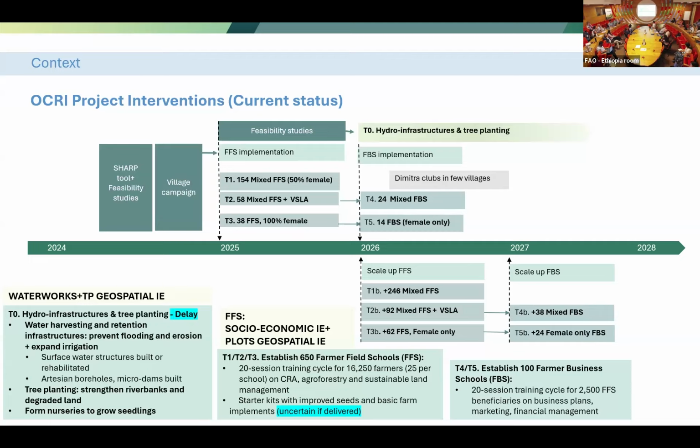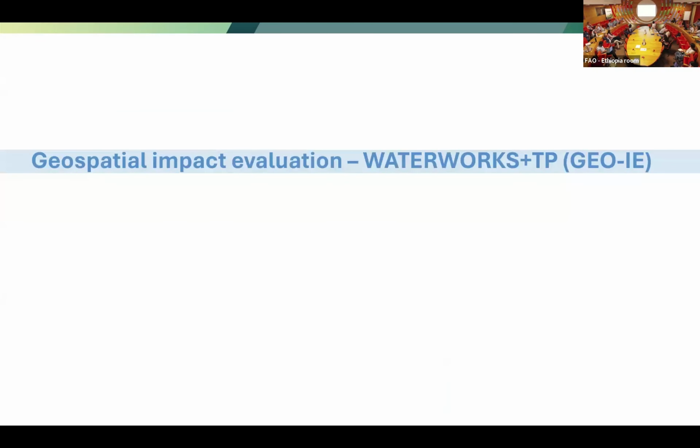We are going to choose among the best performing Farmer Field Schools those that will receive extra training in business plans, marketing, and financial management. That is the second part of the project. So I'm going to start now with the first part that I mentioned, the waterworks and tree planting.